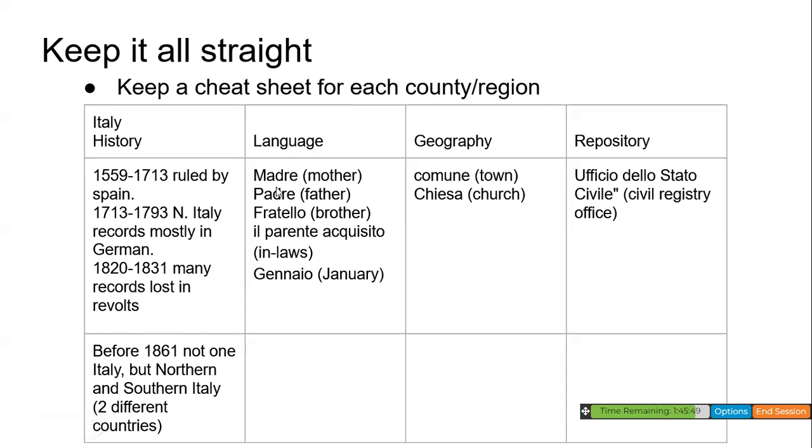Next, I have the language. So I have a little cheat sheet of words that I was coming across frequently and I needed to know. In my real one, I have more, like the whole calendar with every month written out, but you get an idea: mother, father, brother, in-laws, and then the months. I have what they call their areas and what our equivalent to them would be. So this is what a town would be. This is what a church would be. And their big repository that I had access to. And then because everything is in Italian, I had to rely on hopes and prayers and my translations.